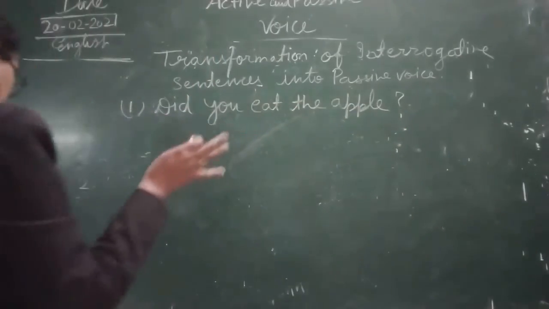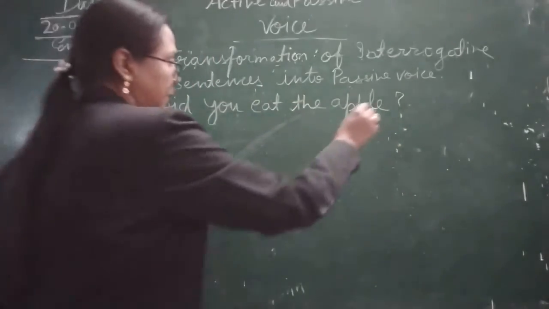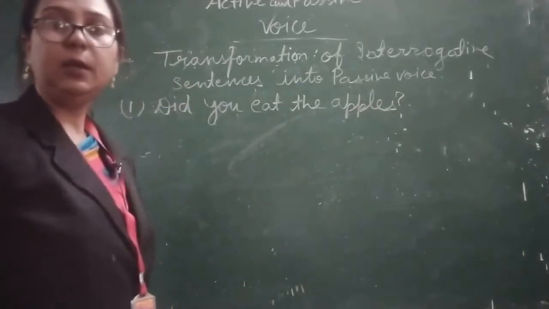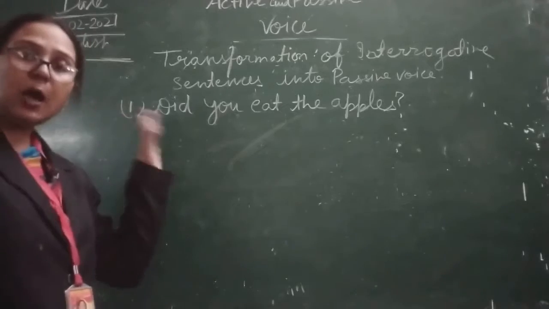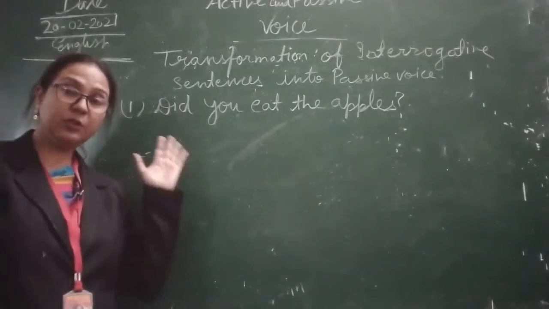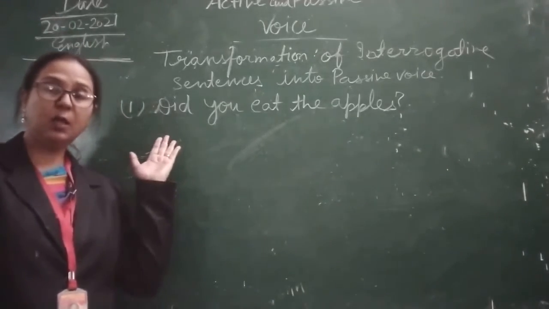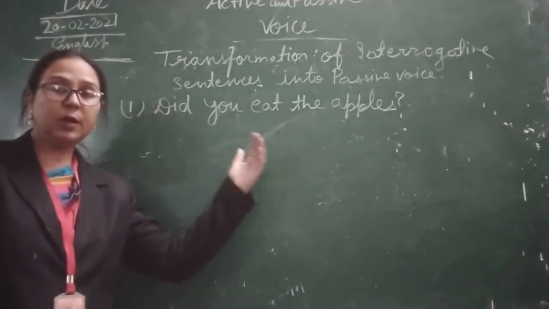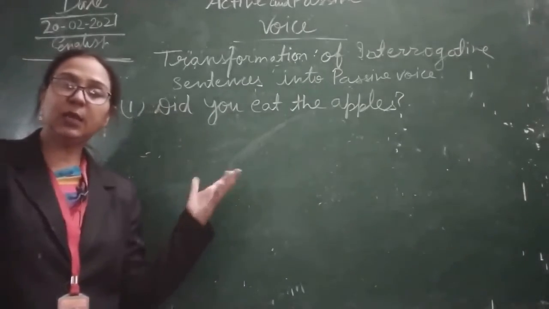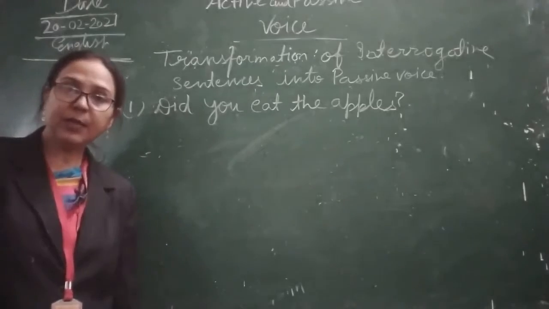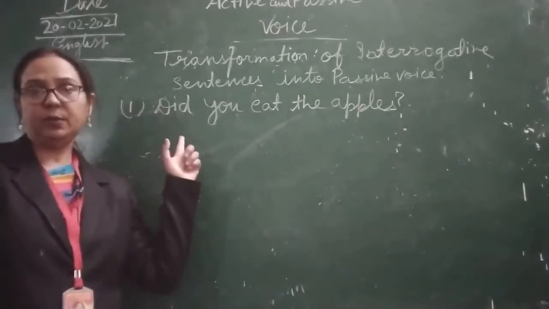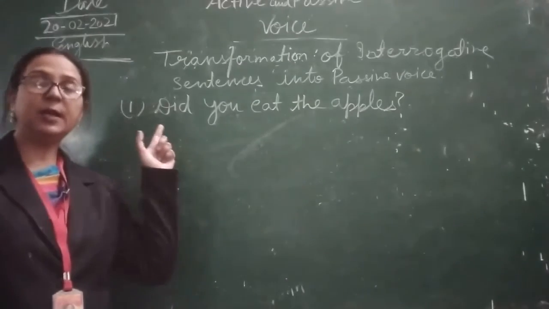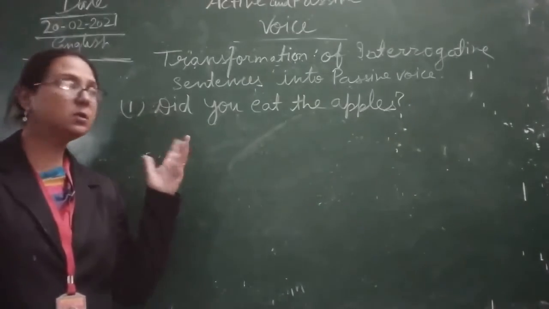Now here you can see apples. Did you eat the apples? This is asked in the past tense because did is used over here. So what is the rule of converting active to passive voice in interrogative sentences? Only and only we will use auxiliary verbs. Because did is there, that is why we will use what we will use.